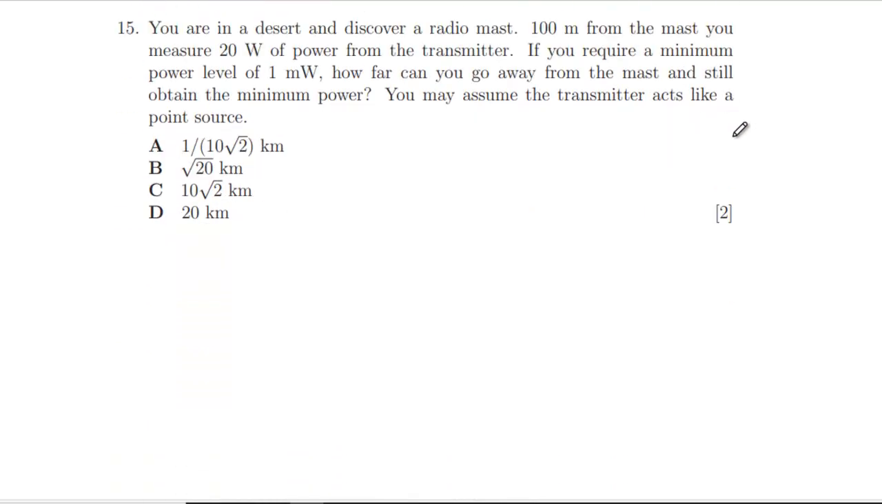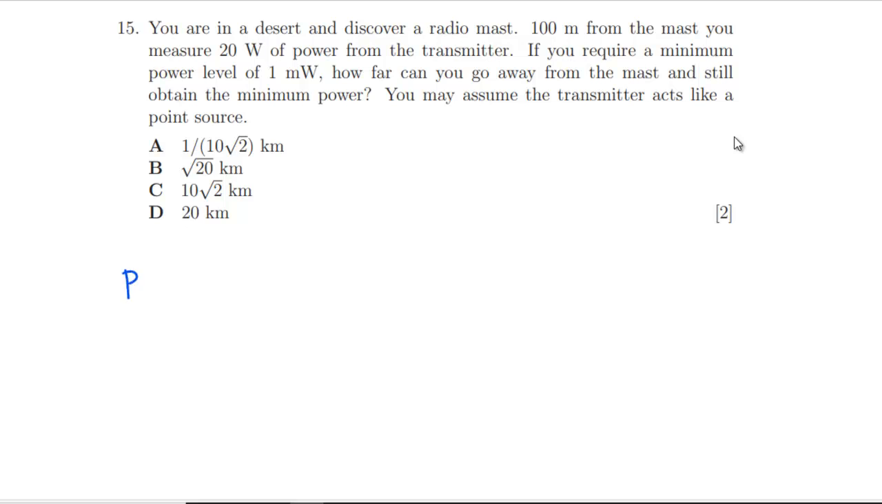Right, 15. So this is the last one of these 5. You are in a desert and discover a radio mast. 100 meters from the mast, you measure 20 watts of power from the transmitter. You require a minimum power level of 1 milliwatt. How far away from the tower can you go?